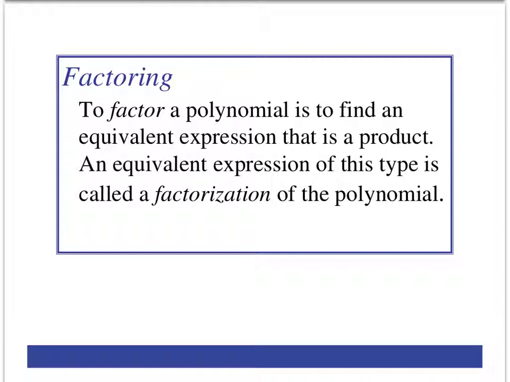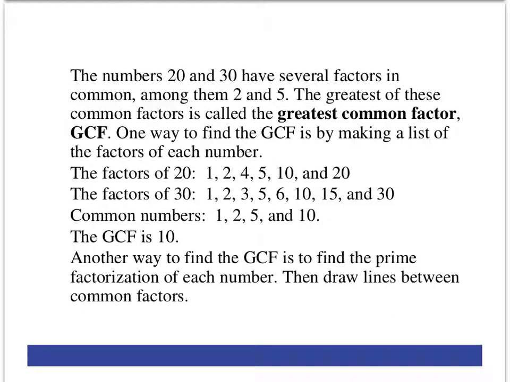To factor a polynomial is to find an equivalent expression that is a product. An equivalent expression of this type is called a factorization of a polynomial. The numbers 20 and 30 have several factors in common, among them 2 and 5. The greatest of these common factors is called the greatest common factor, or GCF. One way to find the GCF is by making a list of factors of each number.